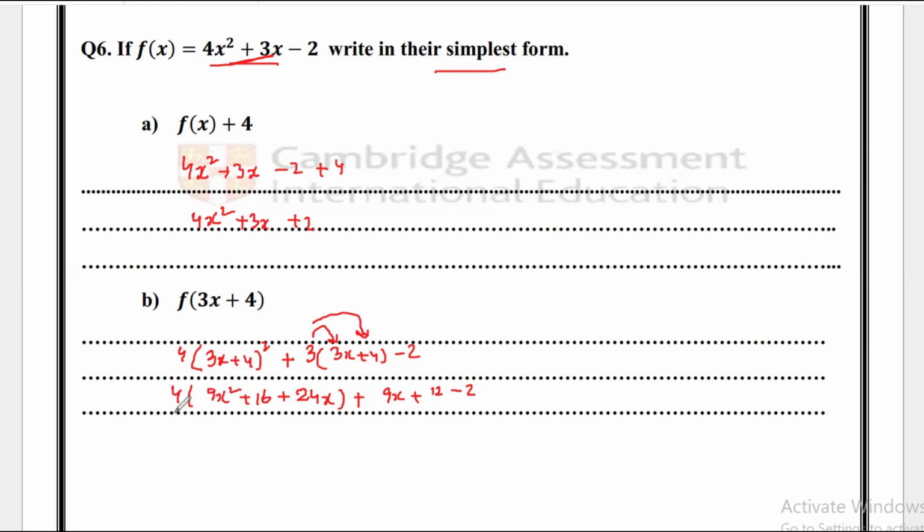And then we multiply 4 inside. So it is 36x squared, plus 64, since 16 fours are 64, and then 24 multiplied by 4 is equal to 96x, plus 9x, and 12 minus 2 is 10. And lastly, we check the like terms if possible. So 36x squared, and we have 96x plus 9x, which is 105x, plus 64 plus 10 gives 74.